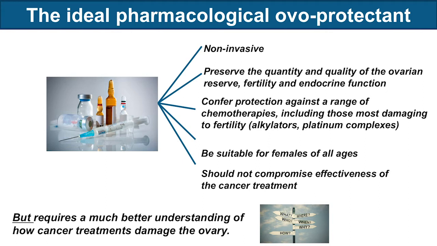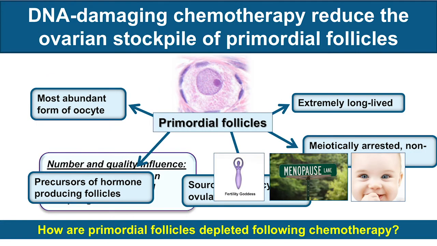And importantly, it should not compromise the effectiveness of the cancer treatment. But if we want to do this, then we really need a much better understanding of how different cancer treatments actually damage the ovary. So we know that DNA-damaging chemotherapy reduces the ovarian stockpile of these primordial follicles.